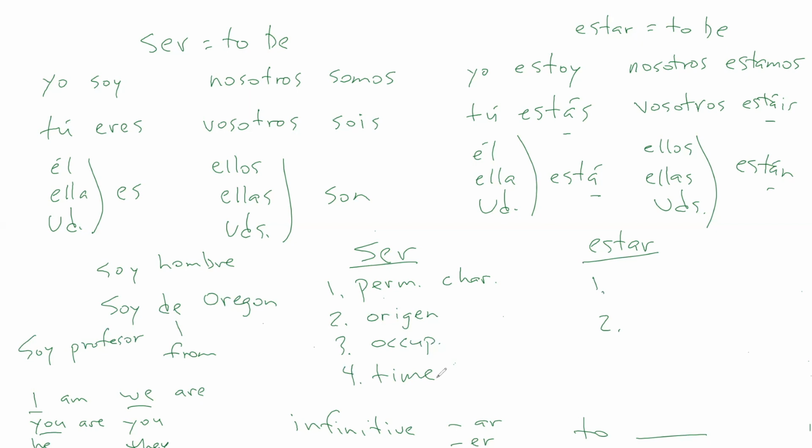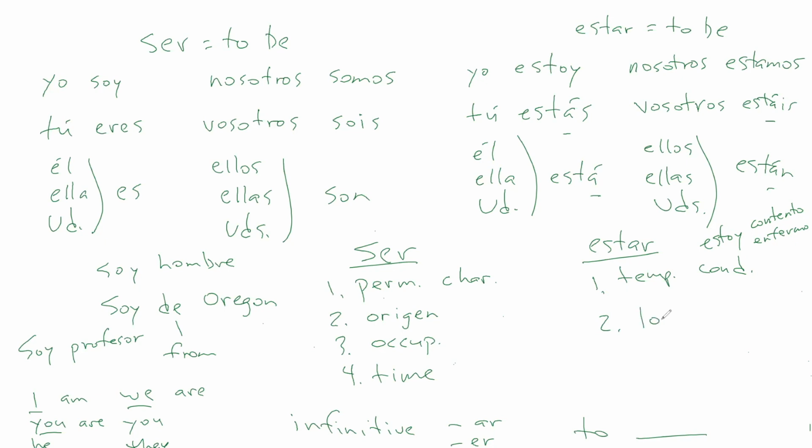And with estar, I just simplify it to 2 uses. First one is what I call a temporary condition. So something like, estoy contento. I'm happy, right? Oops. Let's do that one better. Get it correct. Write what I'm saying. Estoy contento, right? Maybe I have a cold. I could say estoy enfermo, right? I'm sick. It's just a temporary condition, okay?